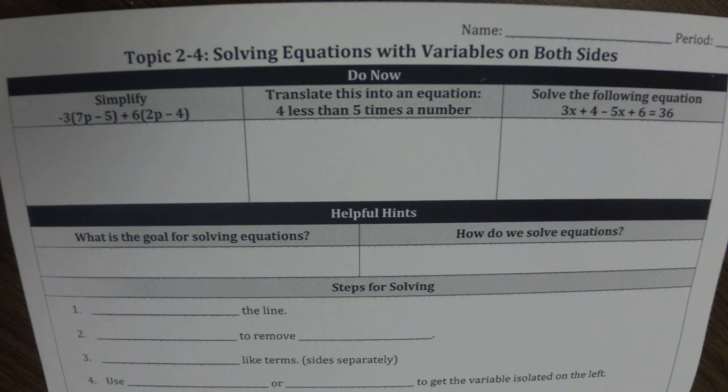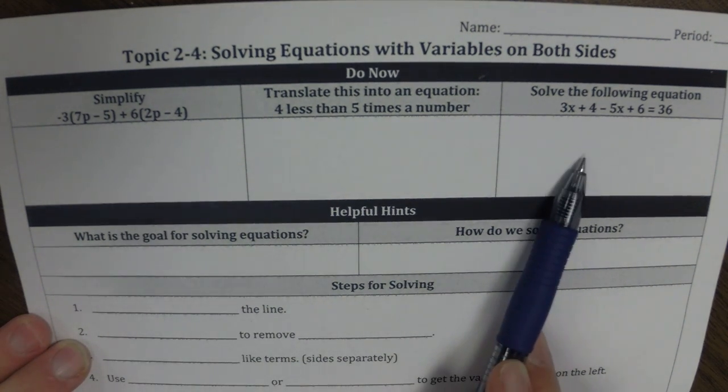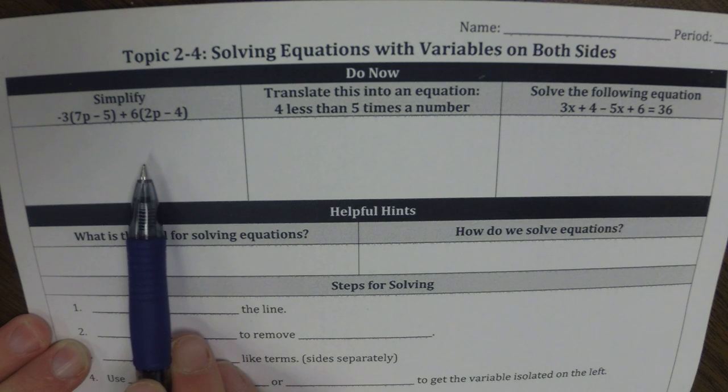We are up to topic 2.4, solving equations with variables on both sides. What you've already done is solving one step, two step, and multi-step, but there was only a variable on one side of the equation. The equations that we're going to look at today actually have variables on both sides. So again, as usual, these three questions at the top are for you to do on your own. Those are review questions, so you should be able to do that.